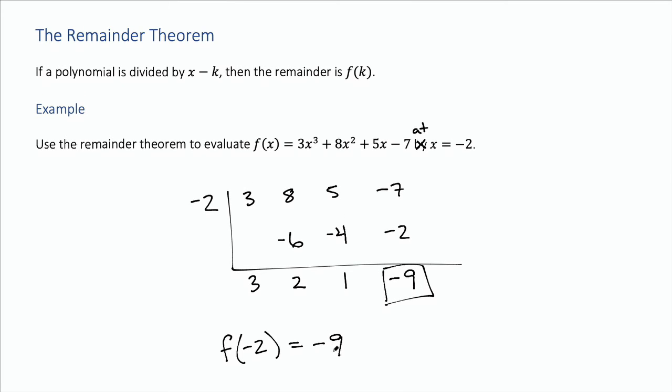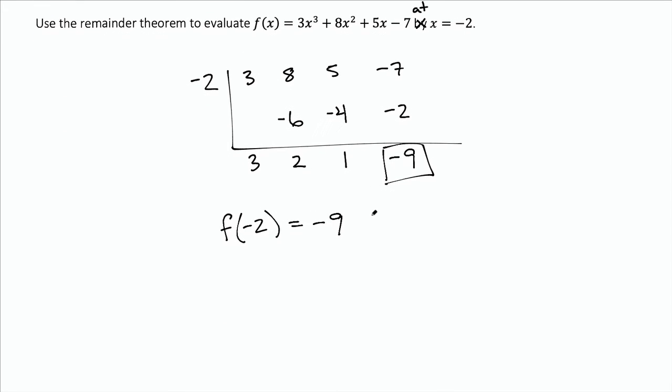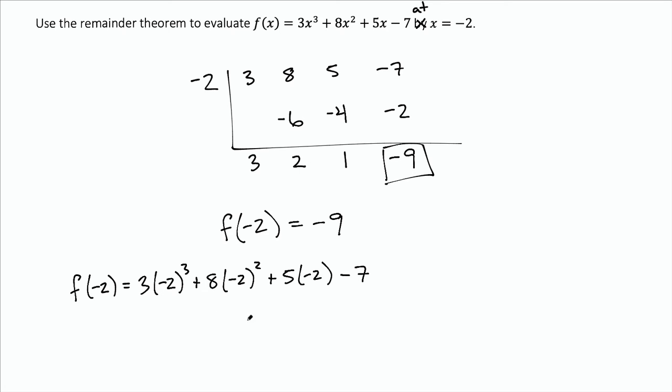Synthetic division is quite a bit faster than actually plugging negative 2 into this and evaluating it. We could certainly do it, so let's go ahead and do it just for this one. If I wanted to evaluate f of negative 2, I'd have 3 times negative 2 cubed plus 8 times negative 2 squared plus 5 times negative 2 minus 7. Then we'd have to go through and figure this out.